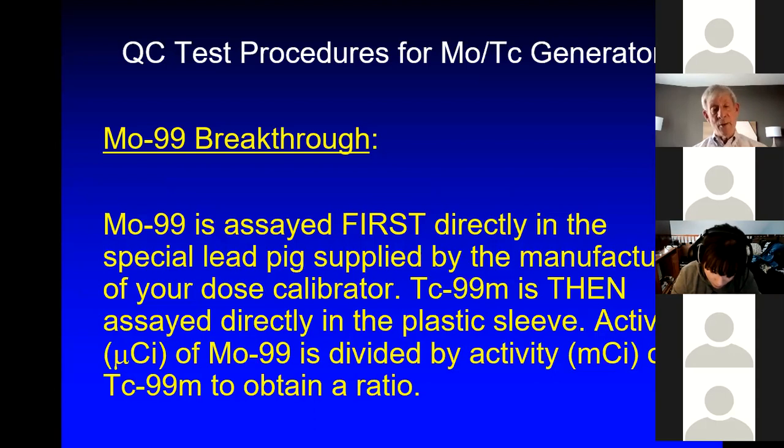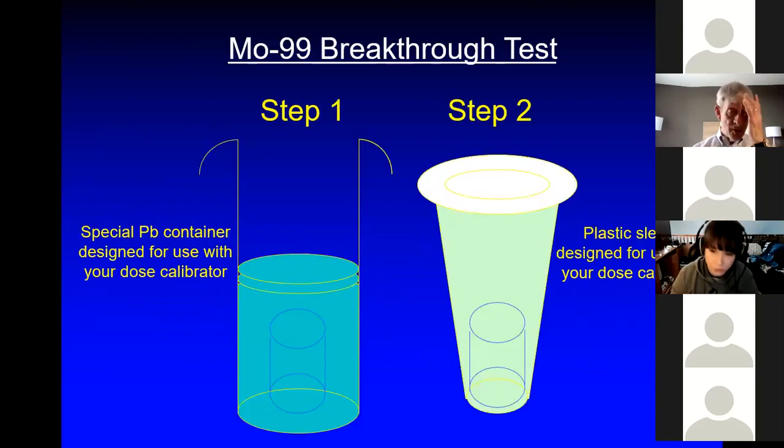Then you're going to take it out of there with long-handled tongs, put that vial into the very thin but very strong plastic sleeve, put that in the calibrator, check it on the technetium setting. And you're going to look at the bottom of the slide, going to take the microcuries of moly and divide it by the millicuries of technetium and obtain a ratio. You must record a ratio. You don't have to worry about that today because the computer does it for you. So here's the pictorial.